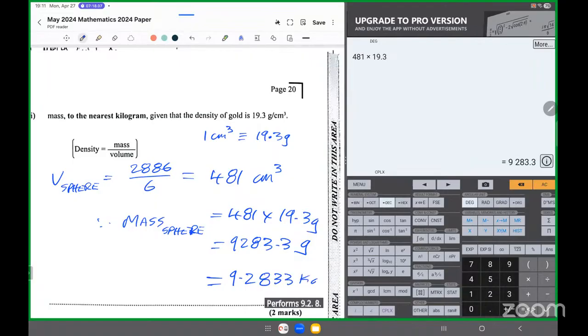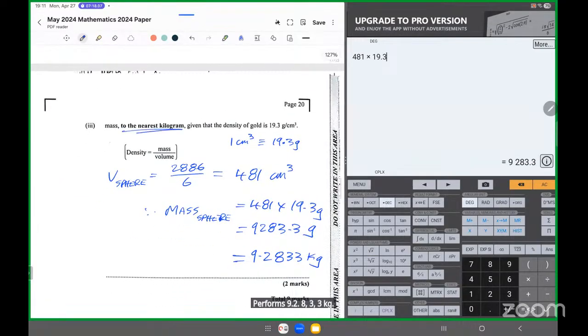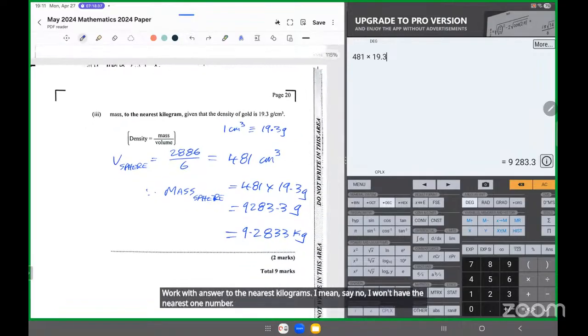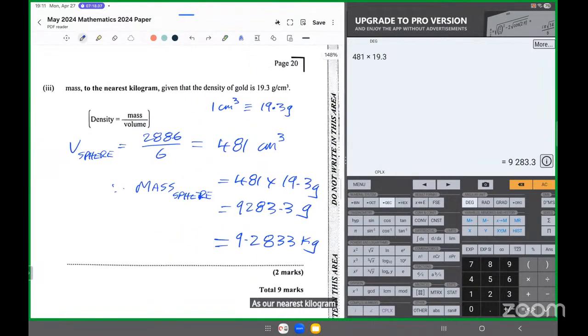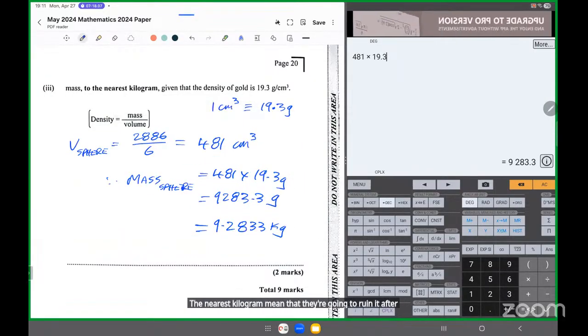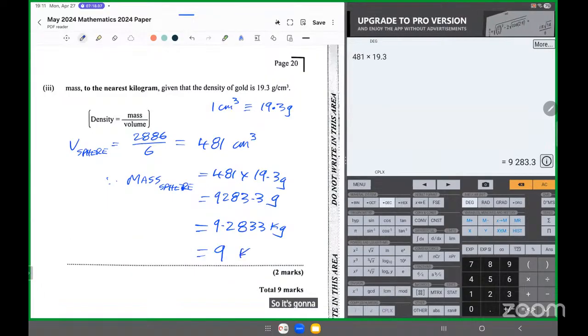9.2833 kilograms. But the question said to the nearest kilogram. That's what nearest kilogram means: you round it to the nearest whole number. So the nearest kilogram means that you're going to round it to the nearest whole number. So it's going to be 9 kilograms. That is the answer right here. 9 kilograms.